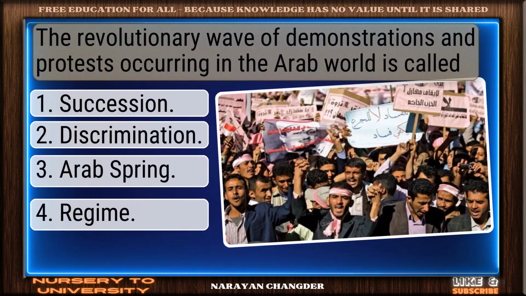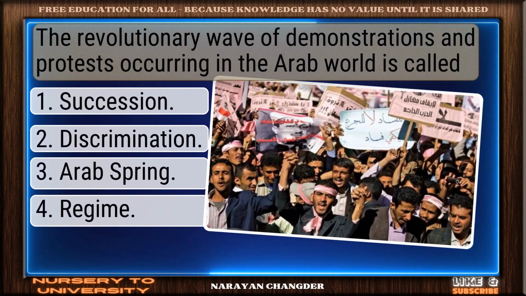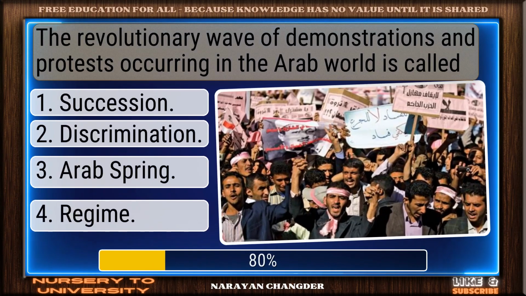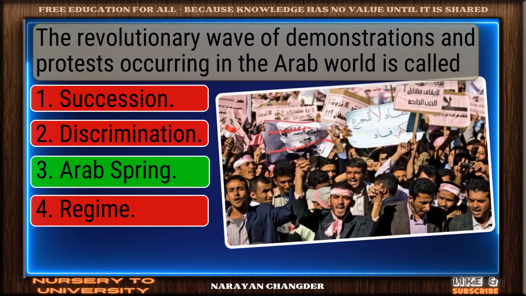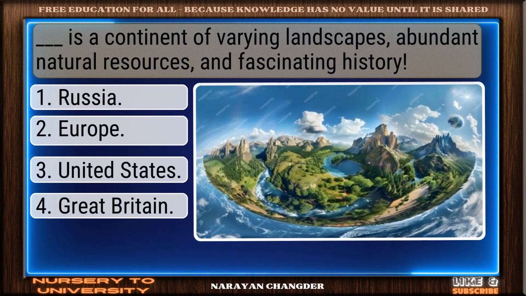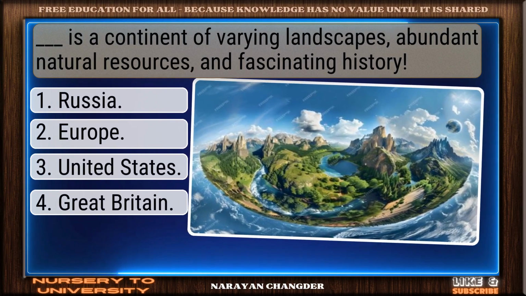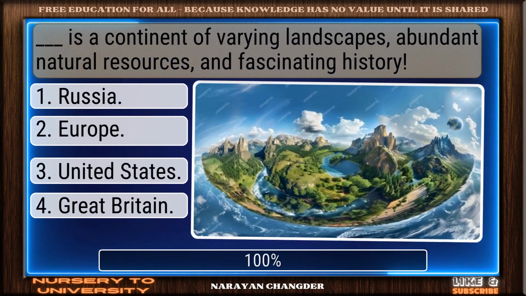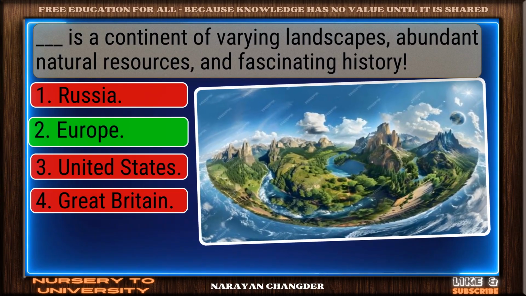The revolutionary wave of demonstrations and protests occurring in the Arab world is called. You got it. Arab Spring fits. Dash is a continent of varying landscapes, abundant natural resources, and fascinating history. Right choice. Europe is best.